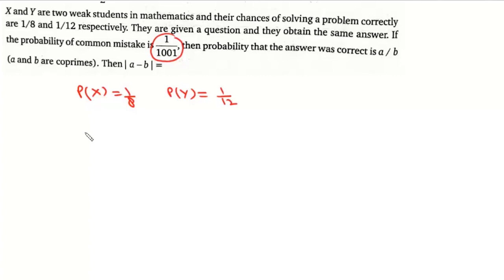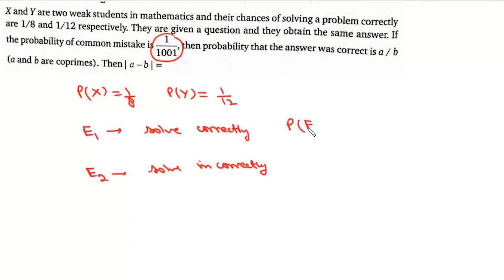Now let us consider 2 events. Event E1, when both of them solve correctly, and event E2, when both of them solve incorrectly. Now the probability that both of them will solve the question correctly is given by the probability of X into the probability of Y, since they are solving the problem independently. So this probability will be 1 by 8 into 1 by 12.